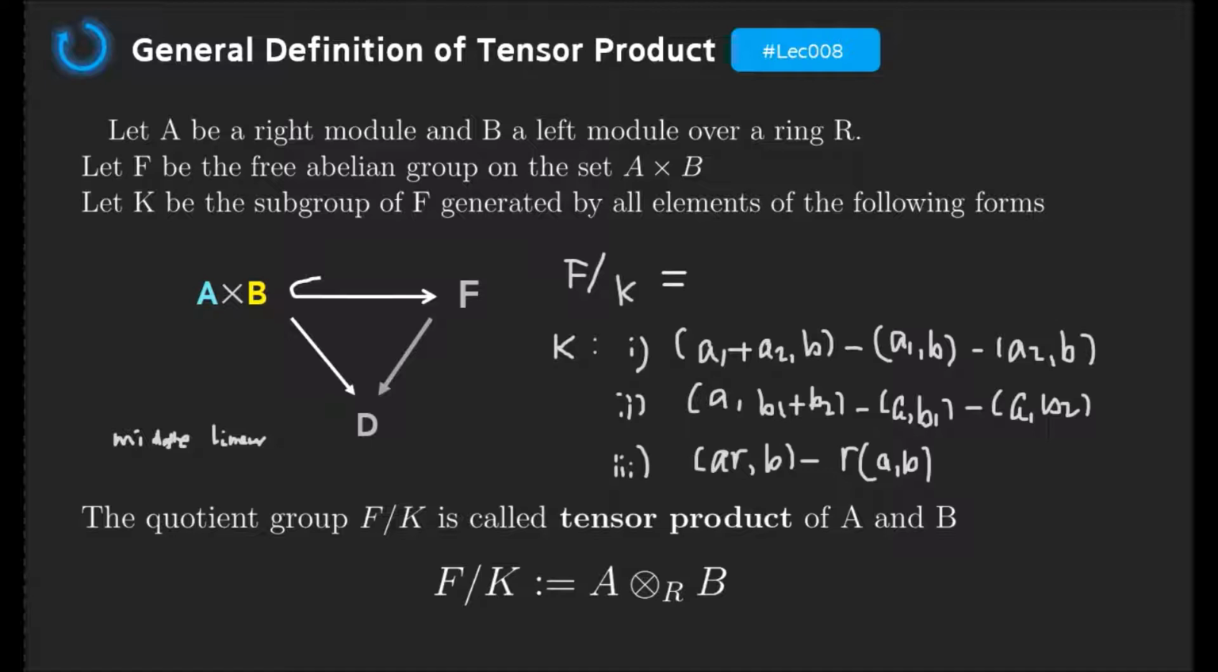Let A be a right R-module and B a left R-module over a ring R. And let F be the free abelian group on the set A product B. That means F is generated by A product B. And let K be the subgroup of F generated by this property. Then the quotient group F/K is called the tensor product of A and B, denoted A tensor product over R of B. Because F/K is clearly an abelian group, the elements of F/K consist of (a, b) plus K, and each element is denoted a tensor product b.